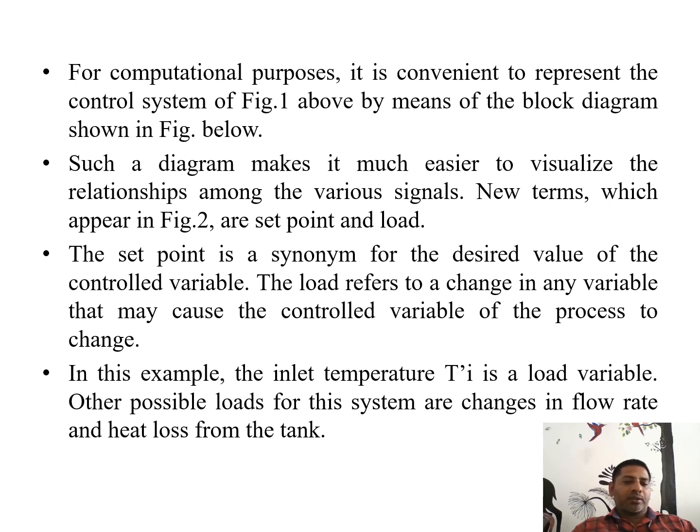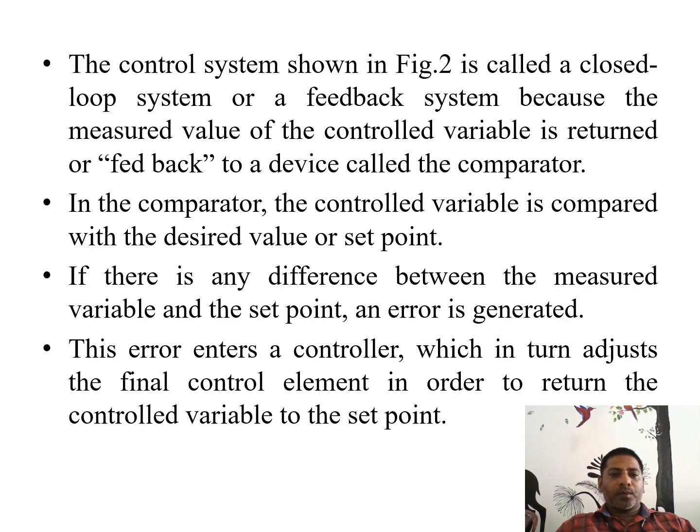In this example, the inlet temperature TA is a load variable. Other possible loads for the system are changes in the heat loss, Q lost, TR and TM. The control system shown in figure 2 is called the closed loop system or a feedback system because the measured value of the controlled variable is returned or fed back to a device called the comparator. In the comparator, the controlled variable is compared with the desired value, the set point.